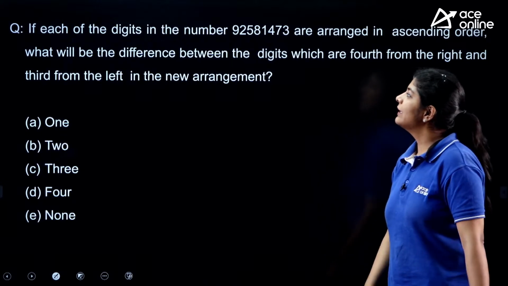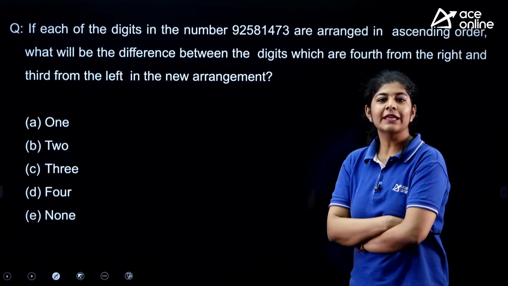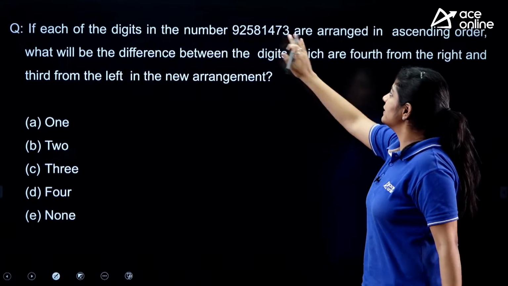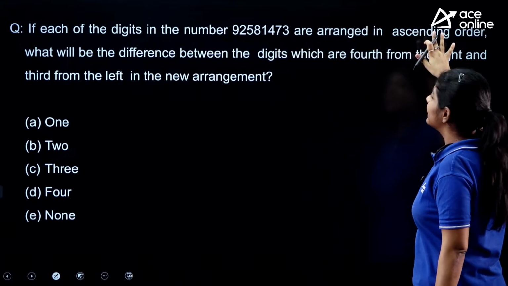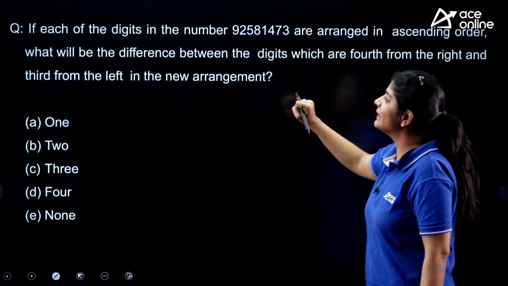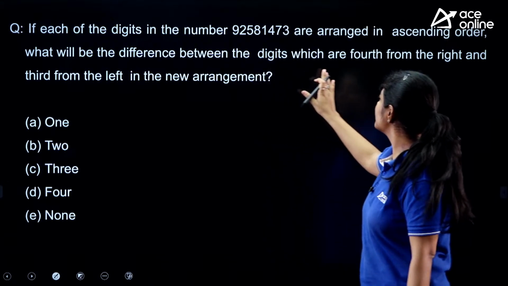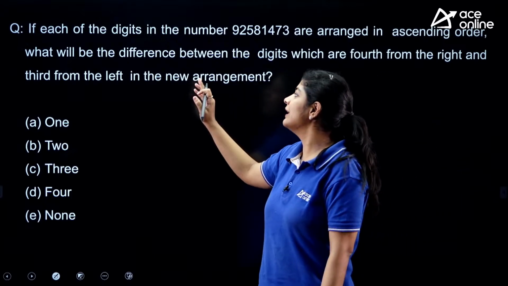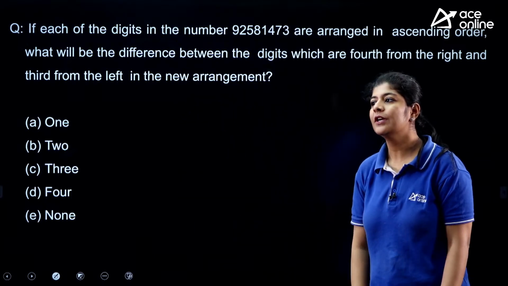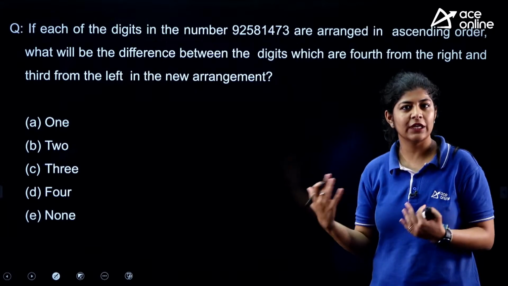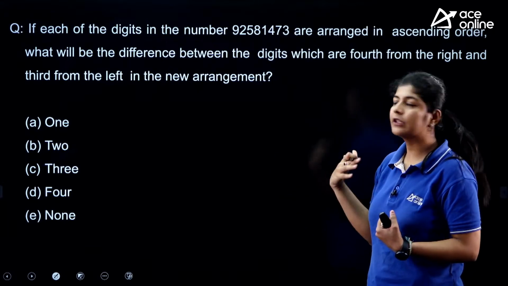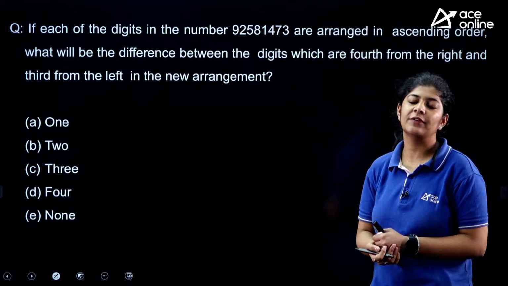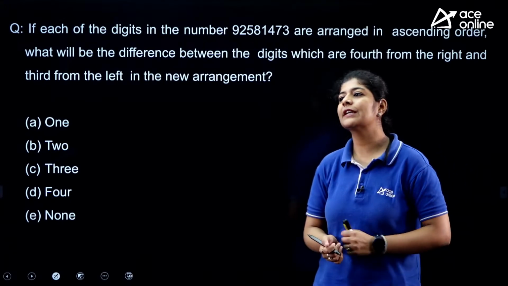Next, the next question says that if the digits in the number given here are arranged in ascending order, what will be the difference between the digits which are fourth from the right and third from the left in the new arrangement? What we have to do, first we have to rearrange the order of the numbers and accordingly we need to find out the difference. So what is the correct difference?